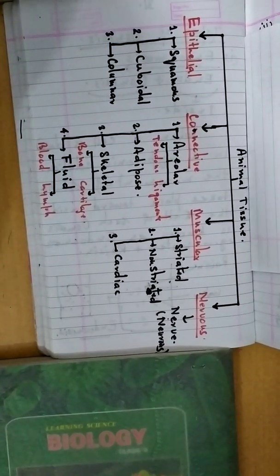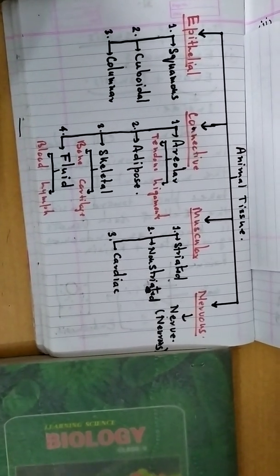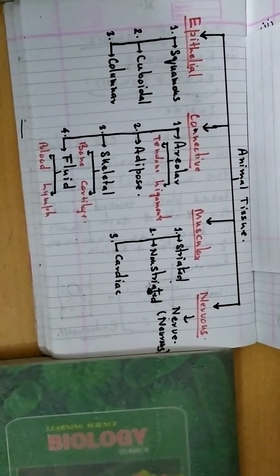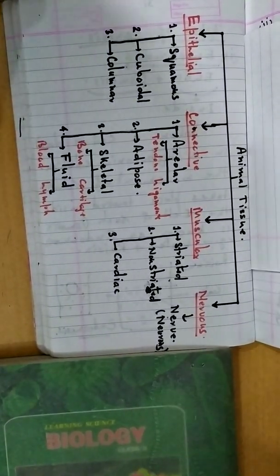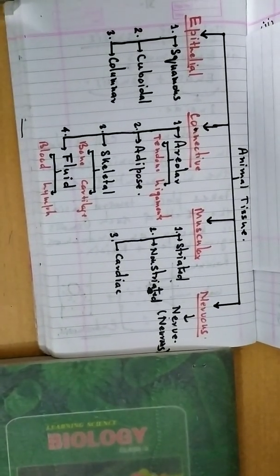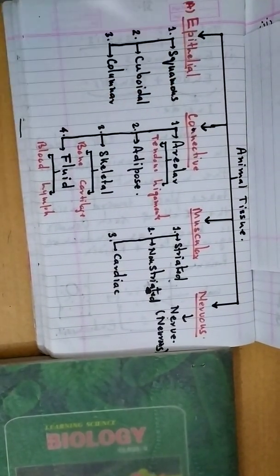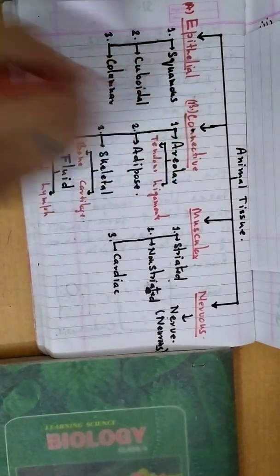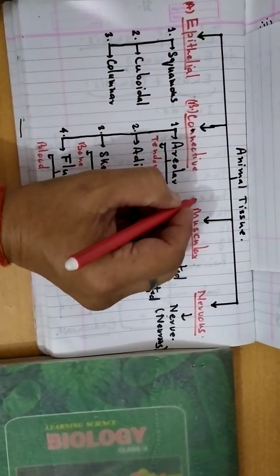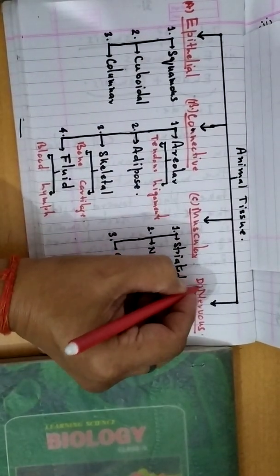Today we are going to start a new topic of tissue, and that is animal tissue. The animal tissue can be studied in the following four parts. A is epithelial tissue, B is connective tissue, C is muscular tissue, and D is nervous tissue.